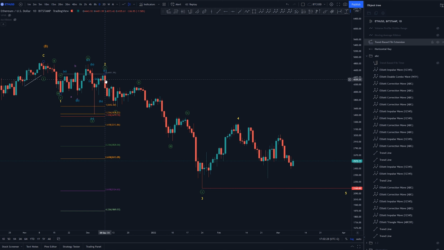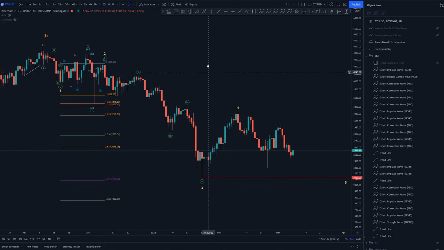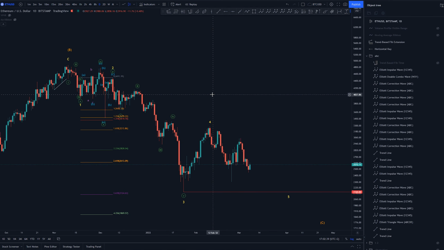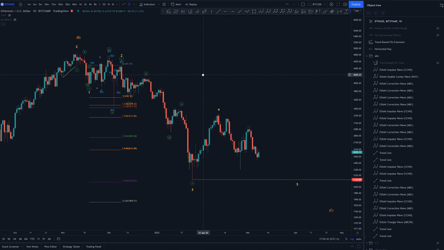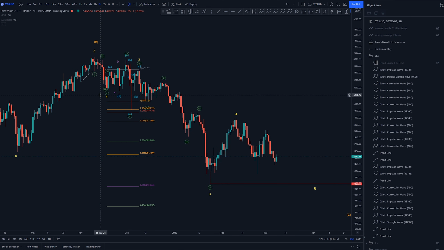retraced so much that either this would be 1 2 1 2 1 2 and then starting to unravel the count, and that would be way more bearish. So I didn't think that was the most likely case here, so that is why I placed 2 here, having a WXY.